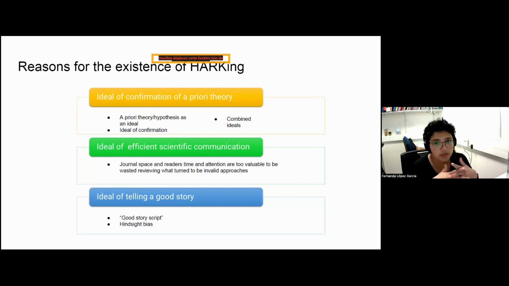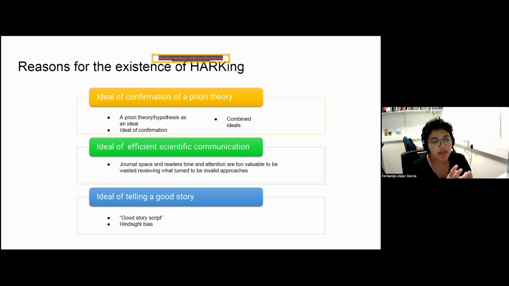These are the main reasons for the existence of HARKing, and the paper mentions that most of them are due to the publication industry. So it's always better to put in writing good results. First you have the ideal of confirmation of a priori theory. Everyone always wants to have the reason or to be right about what they are saying. So you look for this. Then the ideal of efficient communication. This means that maybe you are wasting people's time saying that something didn't work. So it's not of value to report this because people will not care.